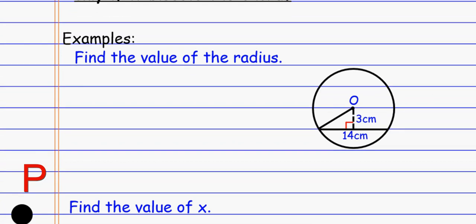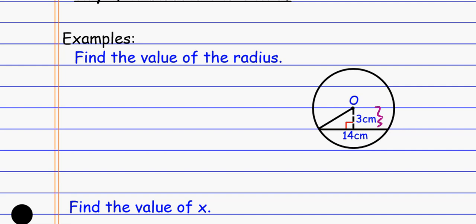For example, if I look at something like this guy, it says find the value of the radius. And notice, I don't have the radius here. I only have a piece of the radius. I'm basically measuring from the center to that chord right there. But because I'm measuring from the center to the chord, that's why I'm measuring this as a perpendicular line. See, I'm measuring this distance right here to the chord as 3 centimeters.